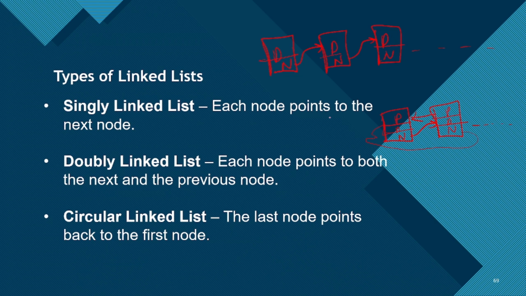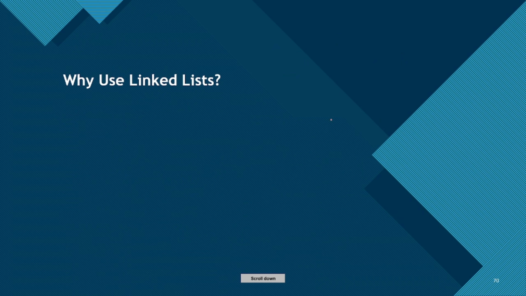Let me show you one example. Imagine you are storing a list of your friends. Instead of an array where each friend has a fixed position, a linked list allows each friend to link to the next one. When you want to add a new friend, you just adjust the pointer to link them in the list.